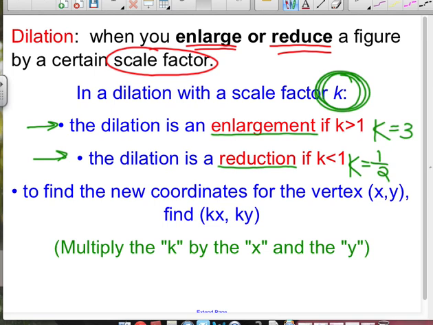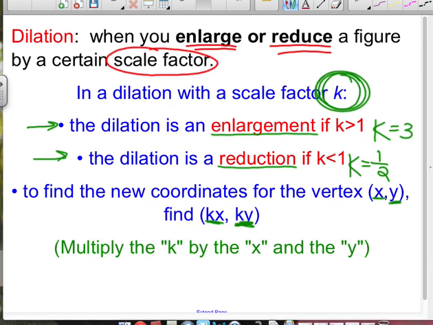Okay? Now, how do we go about doing this mathematically? Well, it's all about multiplying. To find the new coordinates for your new vertex, you take your x value in the ordered pair and multiply it by k. And you take your y value in your original ordered pair and multiply it also by the k value, the scale factor, and that will tell you your new ordered pair for your new vertex, or your prime.